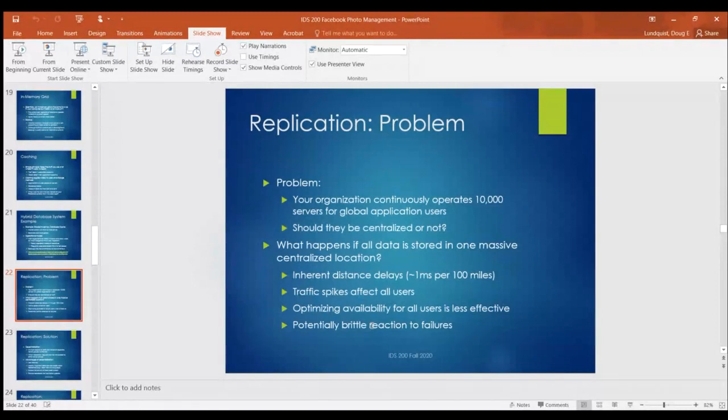Well, first of all, there's going to be a certain amount of distance delay. Anytime these messages are traveling over networks, it's going to take a little time, because the electrons don't instantly teleport. Typically the time is about 1 millisecond per 100 miles. So if you're talking about a data center on the other side of the world, a ballpark number is about 1/10 of a second delay. Another thing, traffic spikes, when they happen, are going to affect all the users. If there's some big burst of activity, then everybody's going to feel it. Another issue is it's difficult to optimize availability for all users.